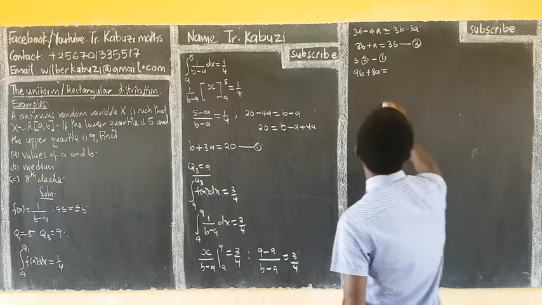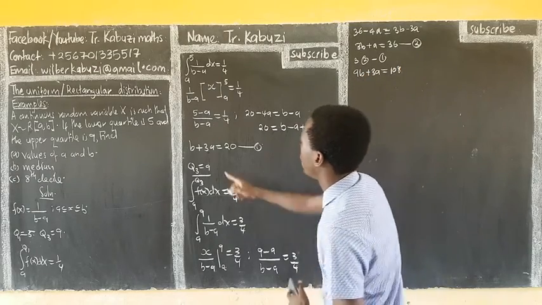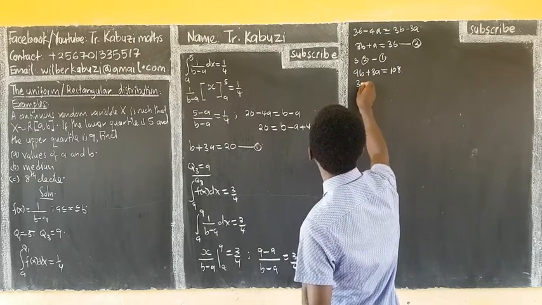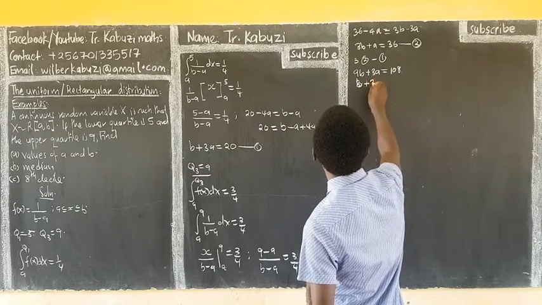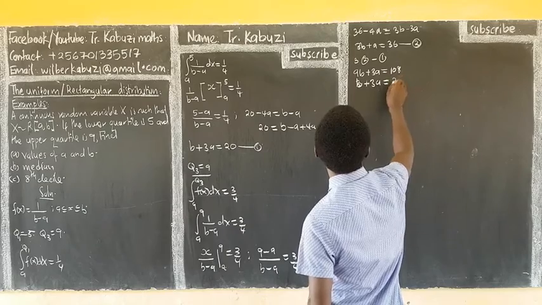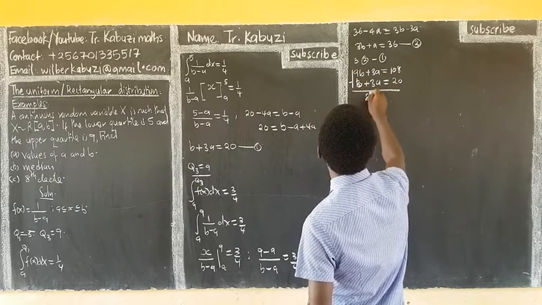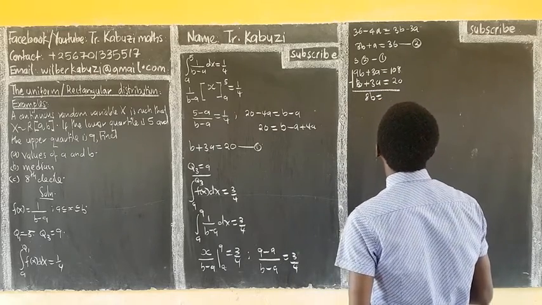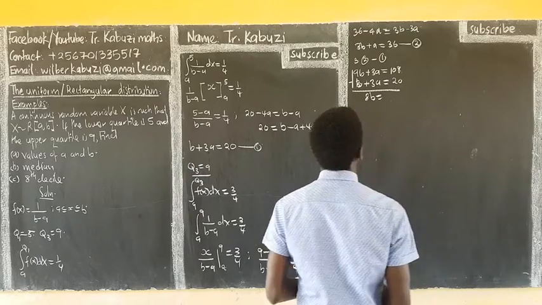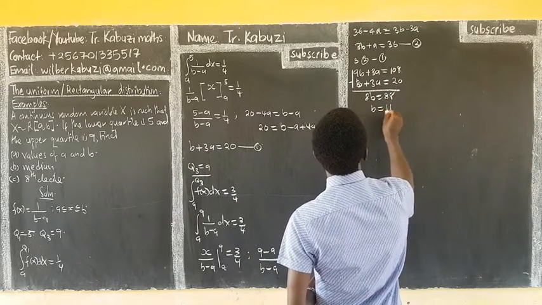108. Then subtract equation 1. Comparing, I have b plus 3a equals 20. Then we subtract. So here we have 8b equals, when we subtract that, we get 88. 88. And so our b is 11.